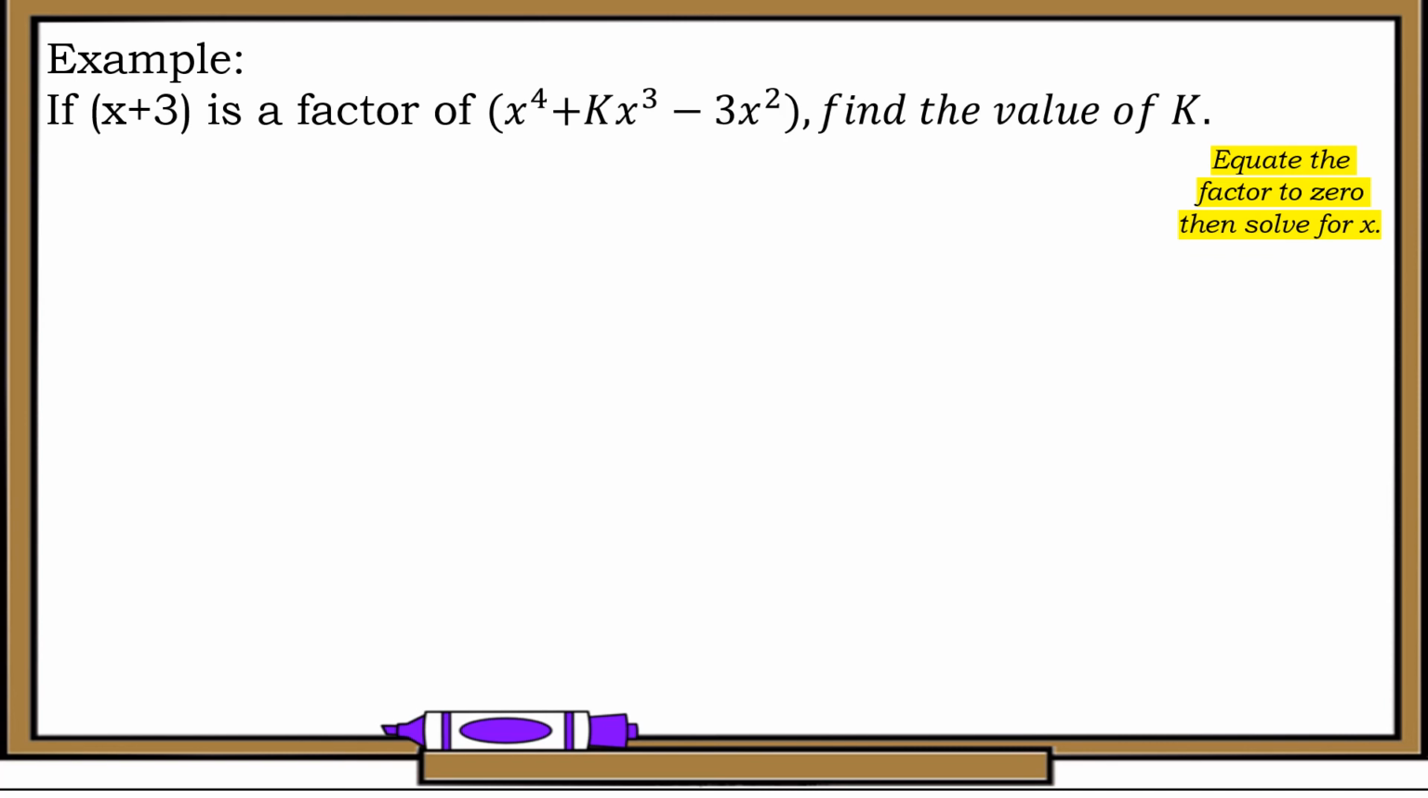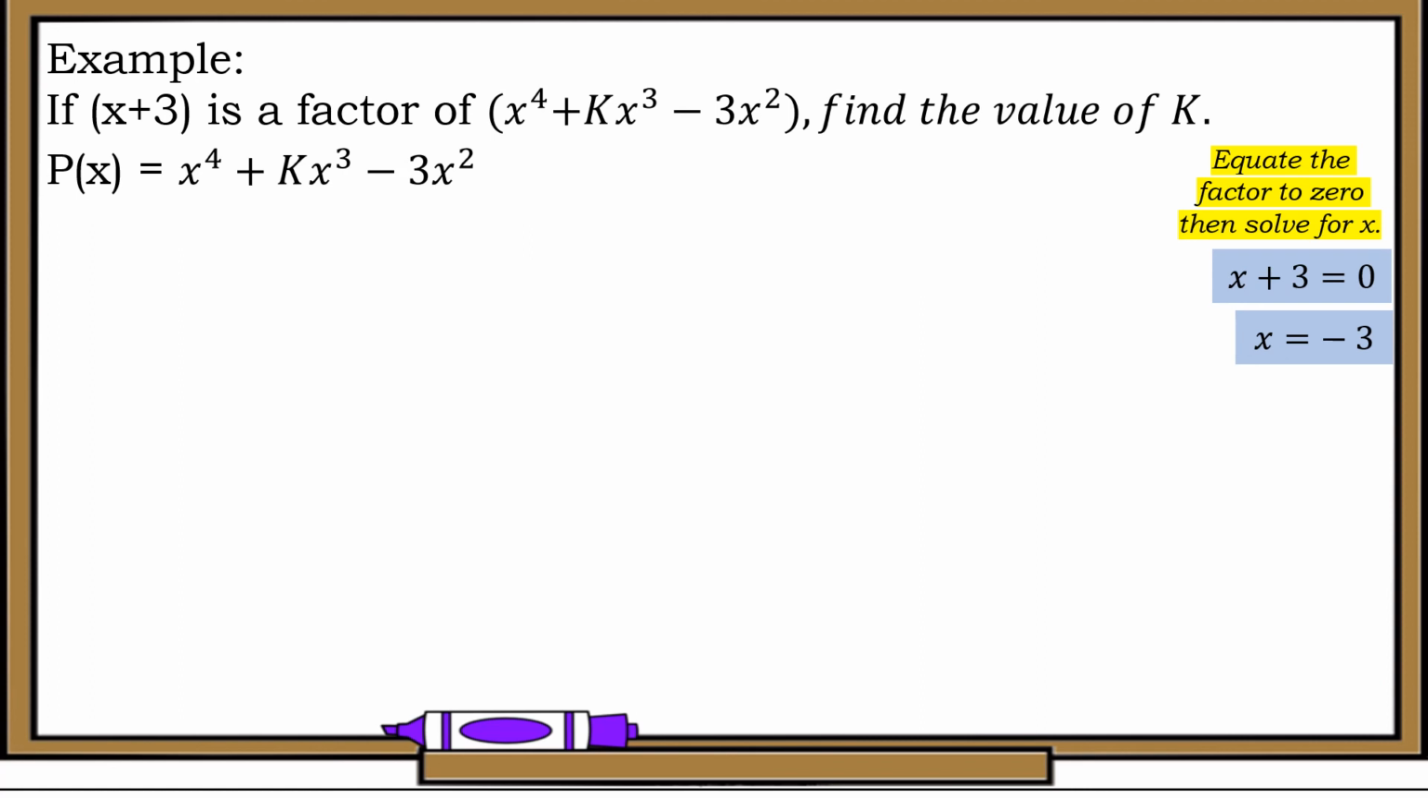So, equate the factor to 0, then solve for x. Ang factor ay x plus 3, equate mo sa 0. X is equals to negative 3. Then, let us calculate for P of x. Isulat natin yung dividend na x to the 4th plus kx cubed minus 3x squared. Substitute the value of x by negative 3. Negative 3 to the 4th plus k times negative 3 cubed minus 3 times negative 3 squared.